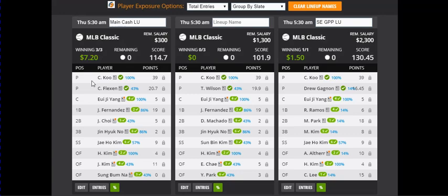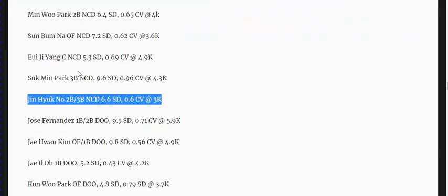Just to show you here, cash, still smaller samples for the KBO. A few contests adding up to 720, and the score 114. The only guys that did not score very well floor-wise were Sungbum Na as well as Jin Hoyak No. From yesterday, I did highlight Mr. No, and he was only 3K. I played him with a 0.6 CV and 6.6 SD, which is pretty good, showing consistency. The other guy, Na, was similar, at 6.62 and a 7.2 standard deviation. A lot of these players had similar numbers, as I like doing this now with a sample size of really 7 games over a week in the KBO. I like using that process.